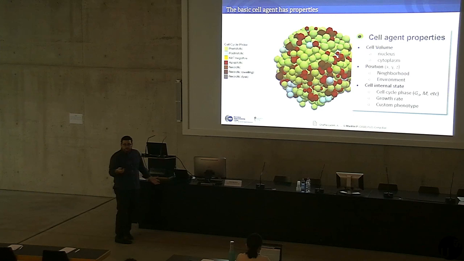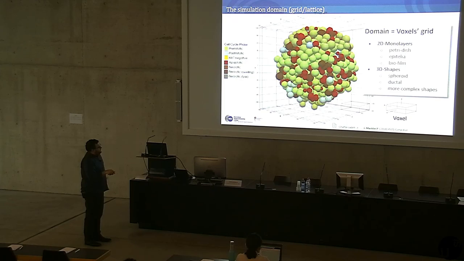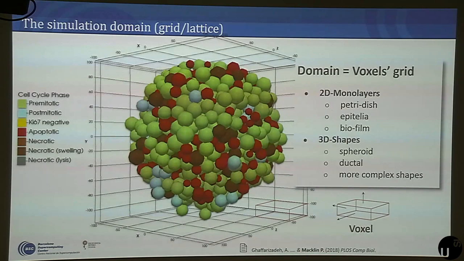And then you have an environment, which is divided by voxels. This environment can be a 2D monolayer, so a single cell monolayer, or it can have 3D shapes, so spheroid, ductal, or whatever shape that you want to apply.